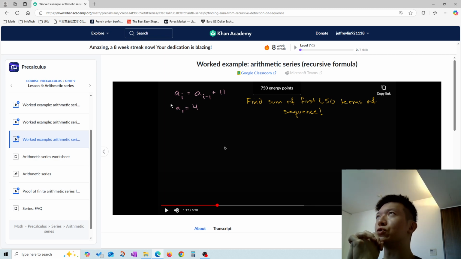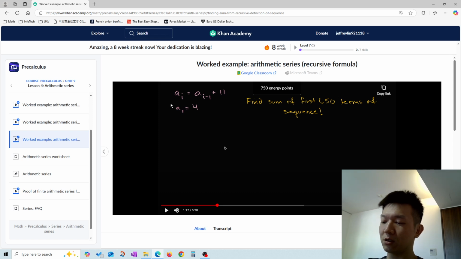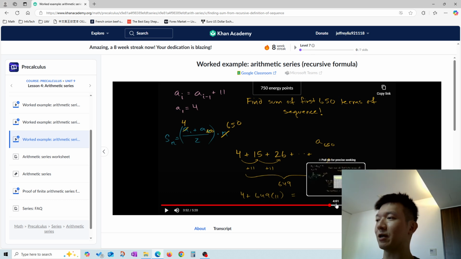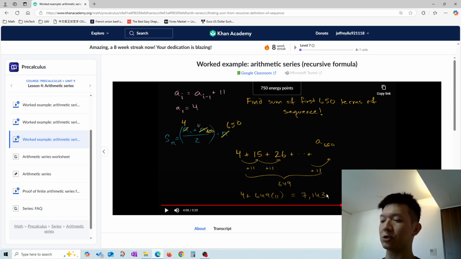So you want to find the last term, right? So what would you do? So A1 is 4, right? A1 is 4 plus n minus 1, so 649 actually, times 11, right? So that number will be your last term. Let's take a quick look. So here, 4 plus 649 times 11, that will be what? 7,143. So you got your last term and you have your first term, which is 4.